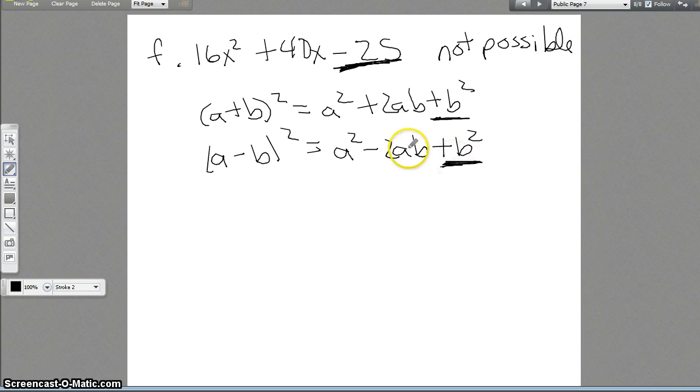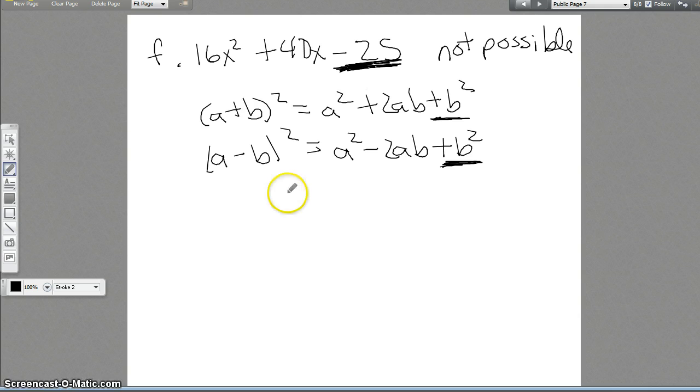So those are the two things that you need to check for before you actually do any real math on number 15: check to see if your last number is negative, because if it's negative, then it is not possible to write that polynomial as the square of a binomial.